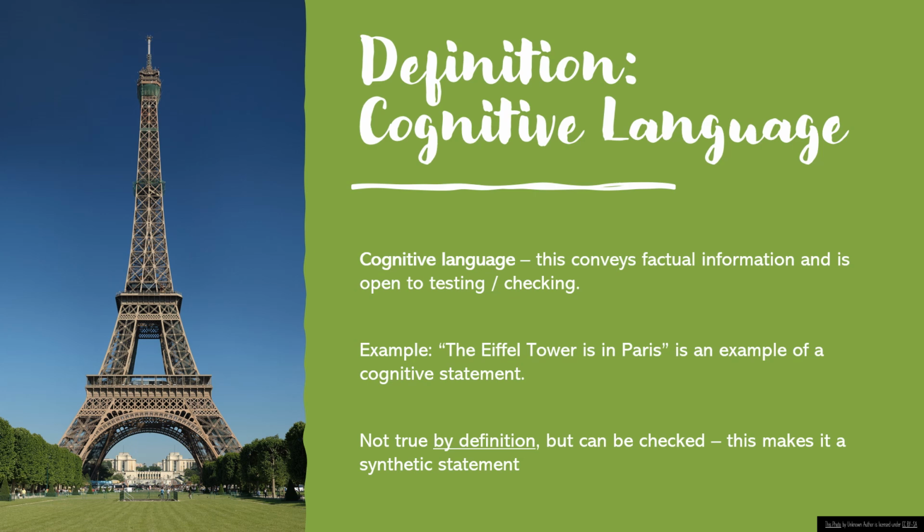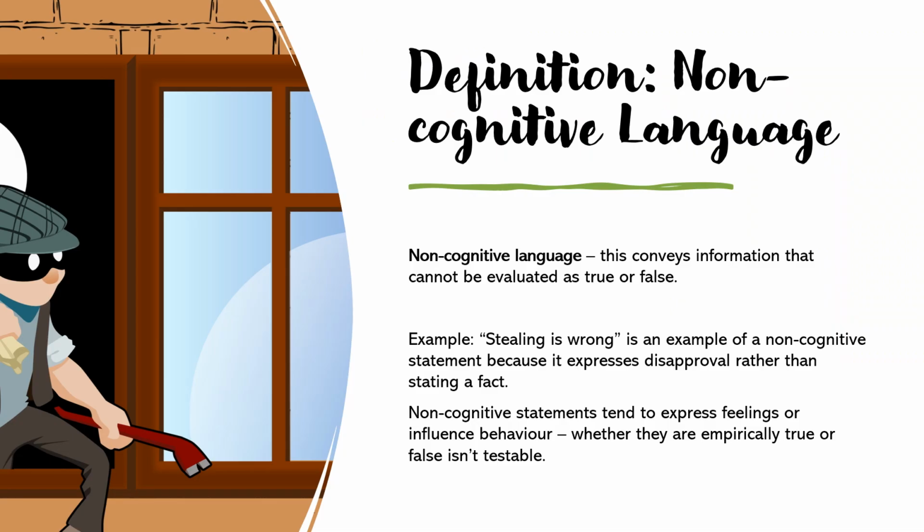So cognitive language is where we're using language in this very kind of factual, not always literal, but more literal way. Now, non-cognitive language is a little bit different. This conveys information that cannot be evaluated as true or false. So we can't check whether non-cognitive language is true or false.